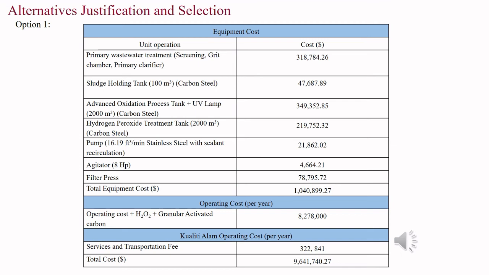This table shows the cost for option 1 to treat our waste. This includes the equipment cost and the operating cost per year. As you can see, the equipment cost is pretty high, and the operating cost is also pretty high.